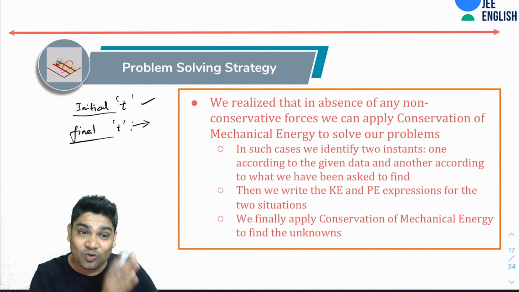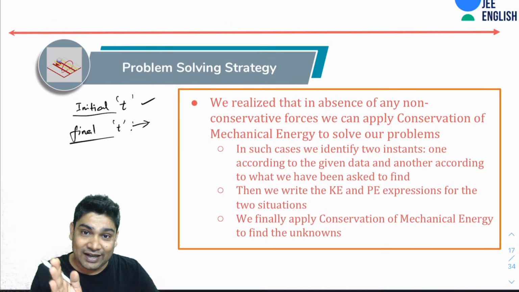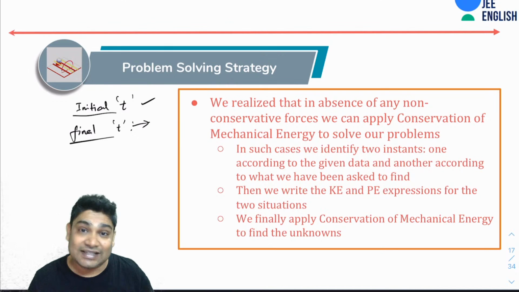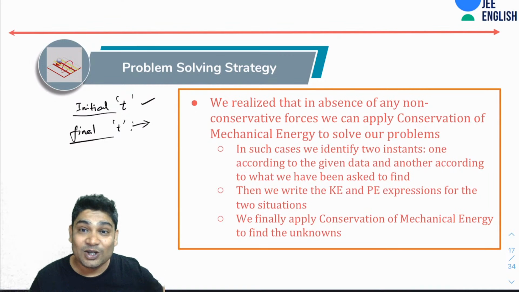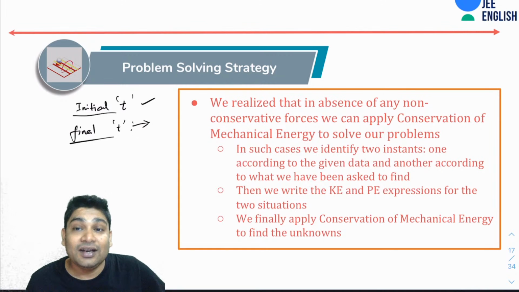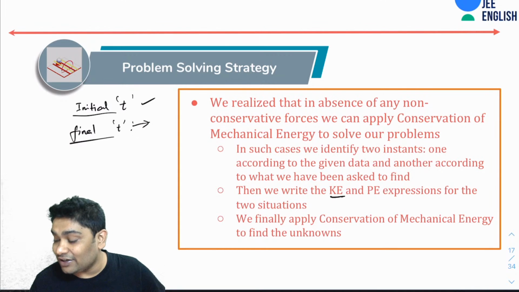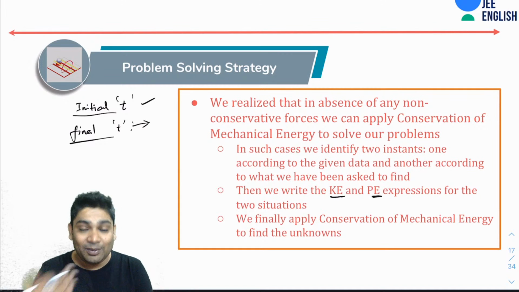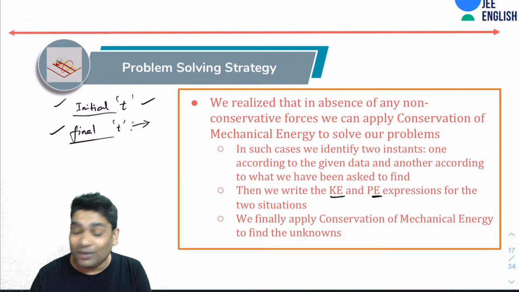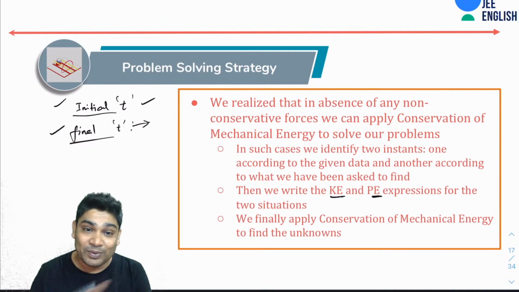If you can figure out what my initial time instant and what my final time instant should be, then trust me, the rest is easy. So in such cases, you identify two instants, one according to the data given, and another according to what has been asked in the question to find. So what are you supposed to find? That will help you decide the final condition. Now, then you just write kinetic energy and potential energy expressions for both these instants and apply the conservation of mechanical energy. That is how easy it is. That is how simple it is. Okay, so just with a little bit of practice, you will start identifying these, and the moment you start identifying these, problem solving would be super easy.